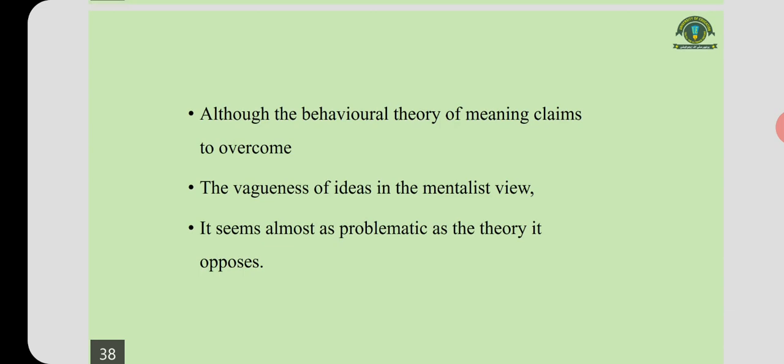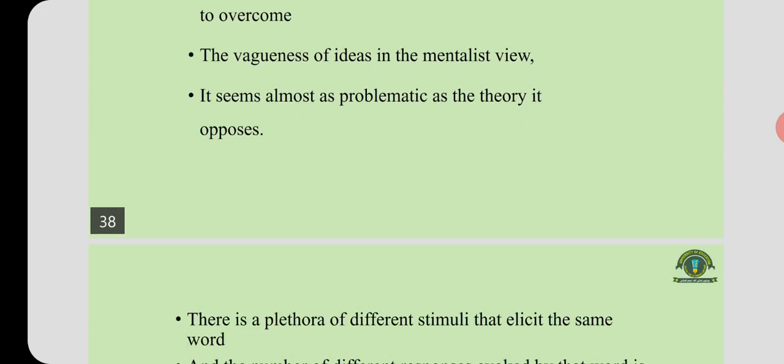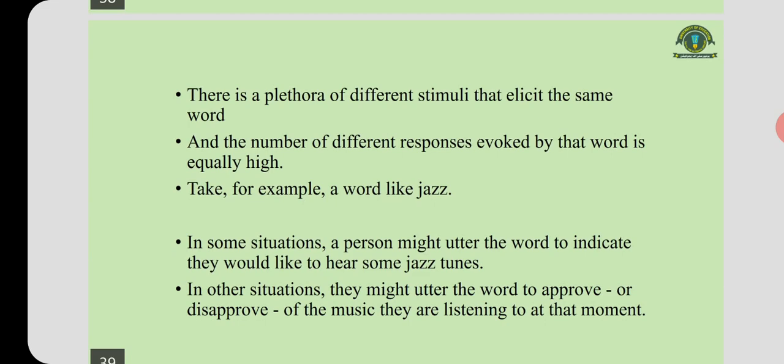Although the behavioral theory of meaning claims to overcome the vagueness of ideas in the mentalistic view, it seems almost as problematic as the theory it opposes. So it is always problematic to understand the behavior of people, in which behavior that individual is going to deal with us. But according to this behavioristic theory, there is a plethora of different stimuli that elicit the same word. What is the stimuli here? Stimuli means any external or internal agent. Basically here in our example, an external agent which is going to affect a particular mode of communication.